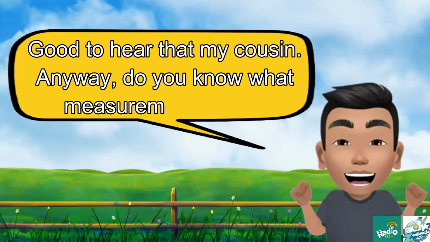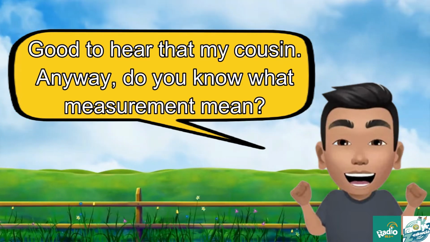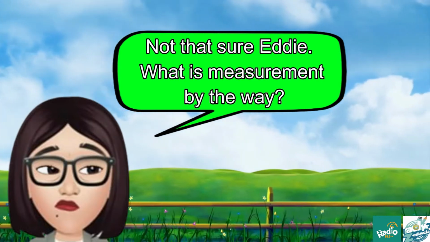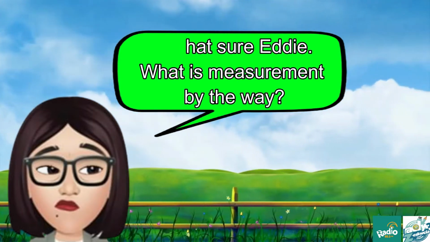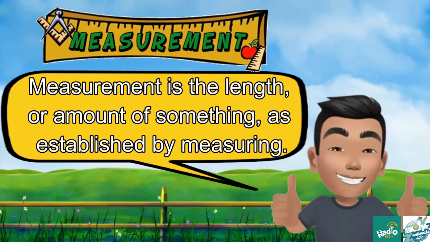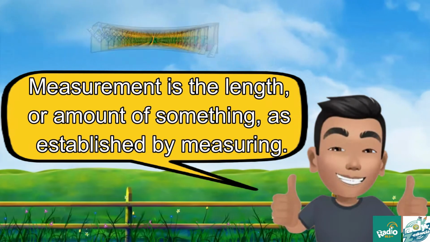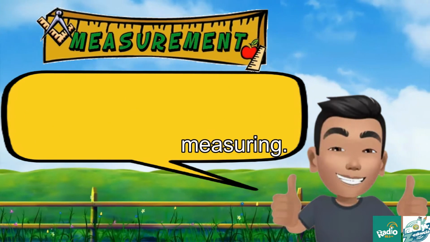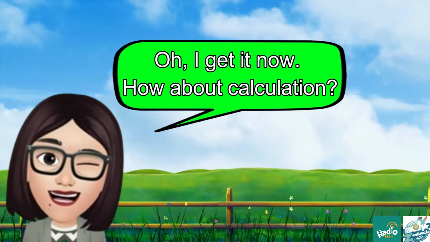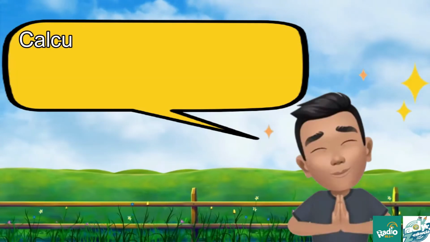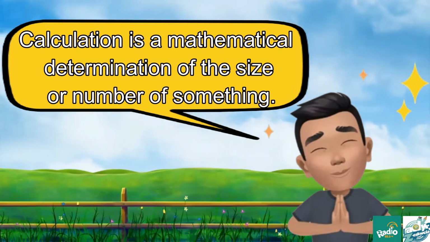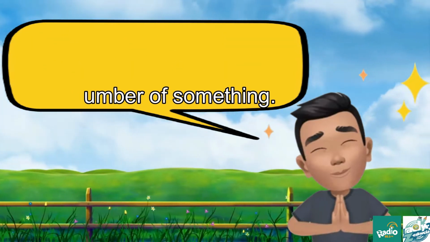Good to hear that, my cousin. Anyway, do you know what measurement means? Not that sure, Eddie. What is measurement, by the way? Measurement is the length or amount of something as established by measuring. Oh, I get it now. How about calculation? Calculation is a mathematical determination of the size or number of something.